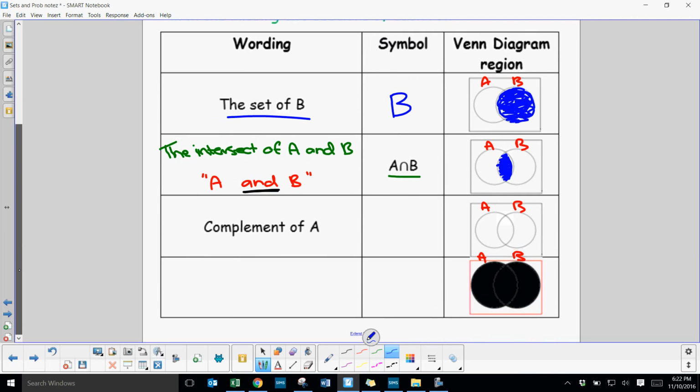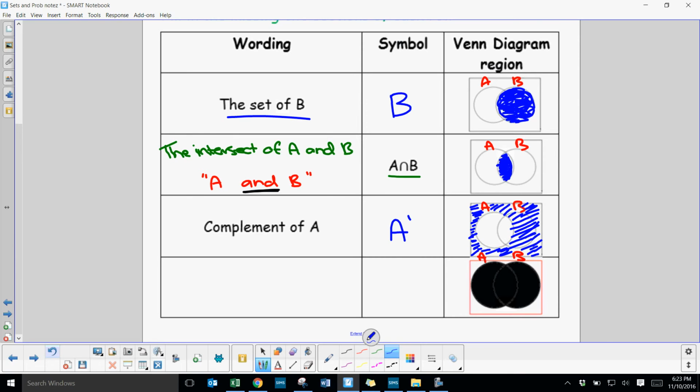The complement of A, we were just talking about that. The symbol for that would be A dash, A with an apostrophe. So if A is this circle here, we don't shade A, we instead shade everything outside of A. It's a little bit tricky to shade, so you can just shade it very carefully. It includes the outside of the union. So everything outside of A is shaded there.